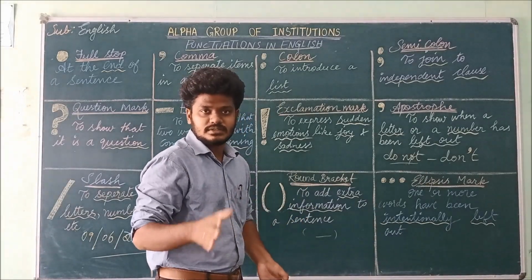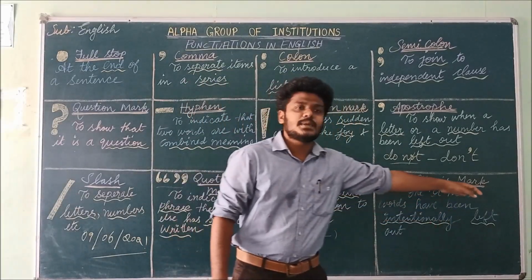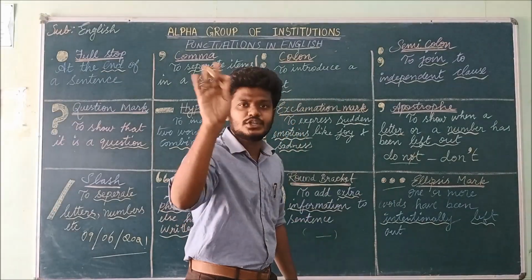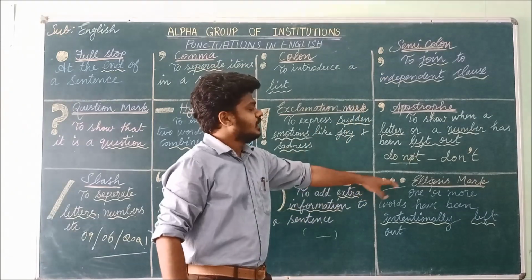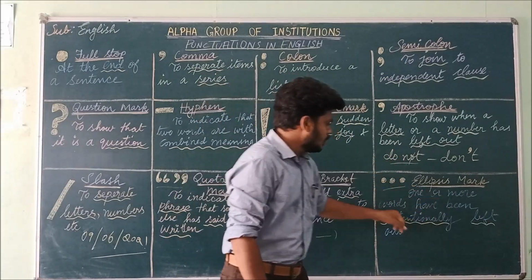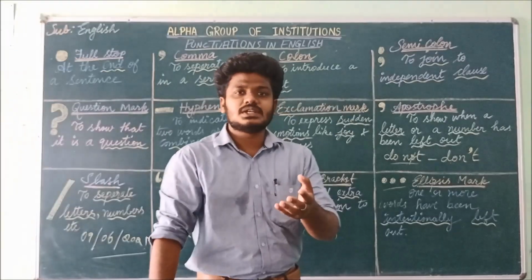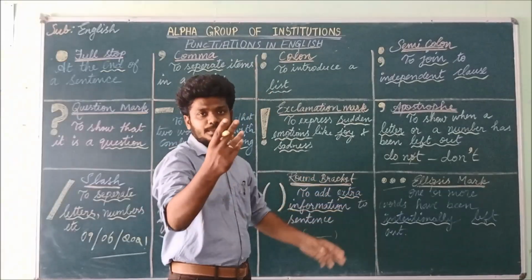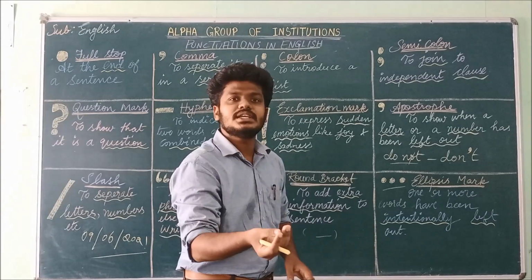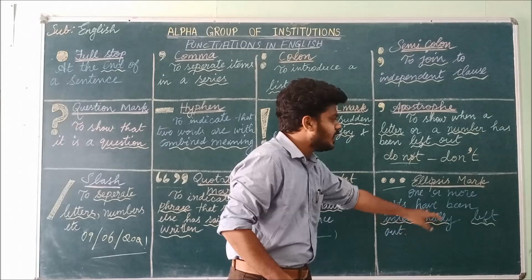Understand? Clear? Yes. So next, and the final one, is the ellipsis mark. Can you all see the ellipsis mark? That's nothing but 3 dots at the end of a sentence. Okay. So what is the purpose of using an ellipsis mark? One or more words have been intentionally left out. It denotes that one or more words have been intentionally, which means knowingly, left out. So that's the purpose of using an ellipsis mark.